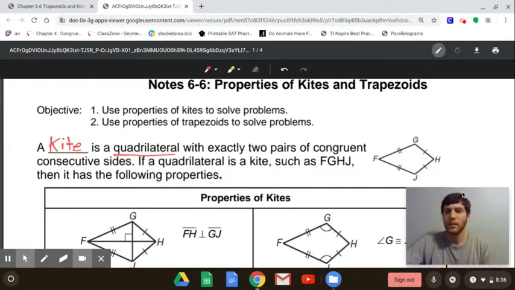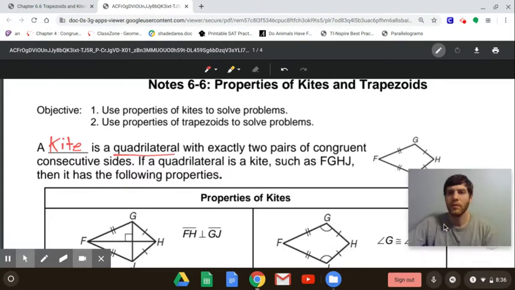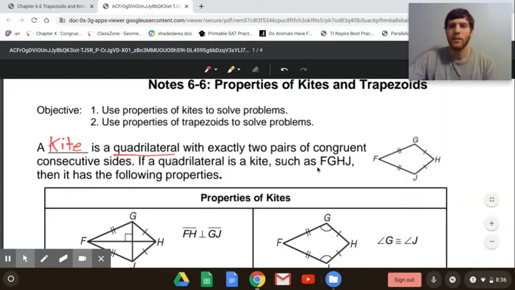So here, actually, move this up top. So here you have two pairs of sides. FG and FJ are congruent. They're consecutive or adjacent. They're next to each other. And then GH and JH are adjacent, consecutive. So here's one pair of consecutive sides that are congruent, and here's your second pair of consecutive sides that are congruent. So you have exactly two pairs of consecutive sides that are congruent.